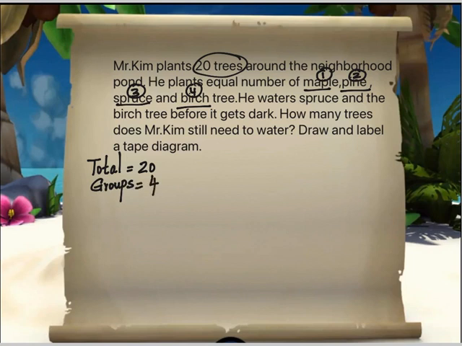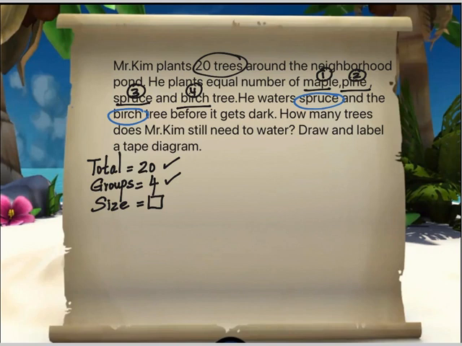He waters only 2 trees, which is spruce and birch tree, right? So what we have to find is how many trees he still needs to water. So we know the total and we also know the groups. What we have to find is the size of each group, the number of trees that he planted of each type: spruce, birch, maple, pine. And we also know that he planted an equal number of trees.